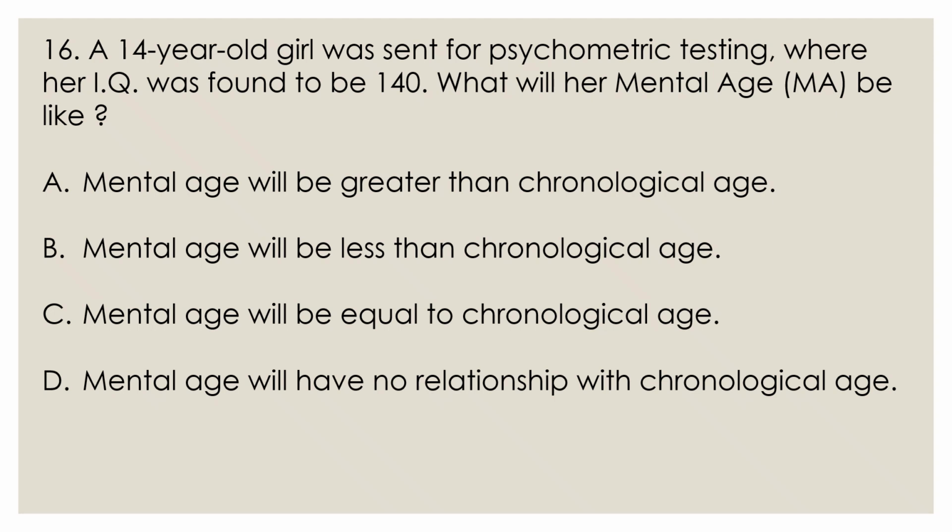Now the chronological age of the child is 14 and the mental age is 10. So the answer is going to be B. That is, mental age will be less than the chronological age.